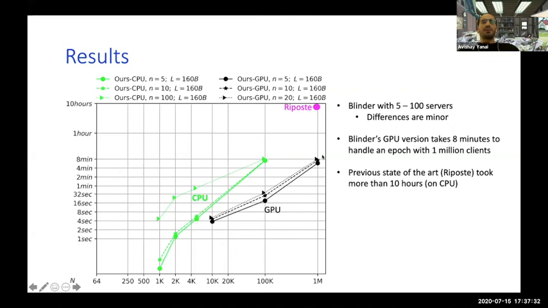Now, you can see that both groups of lines are quite close to each other, meaning that the number of servers doesn't have a great impact on the latency. And this is because in Blinder, we shifted the bottleneck of the protocol to be the computation rather than the communication.